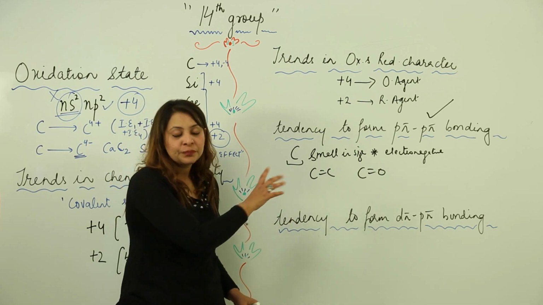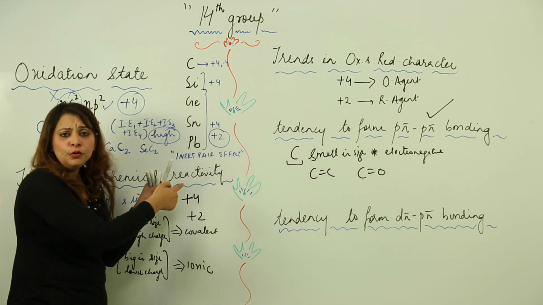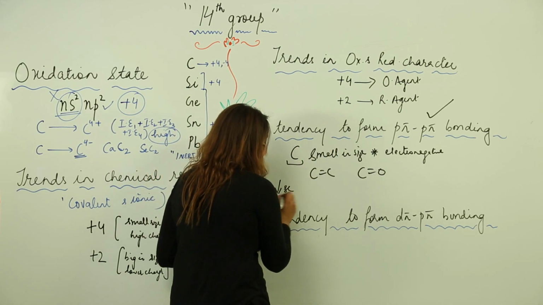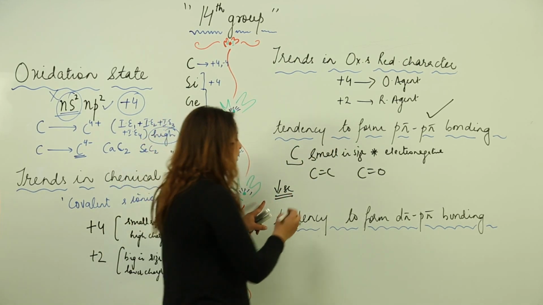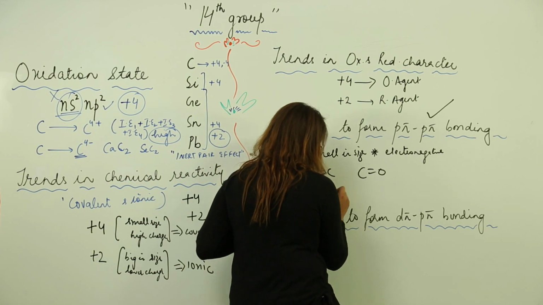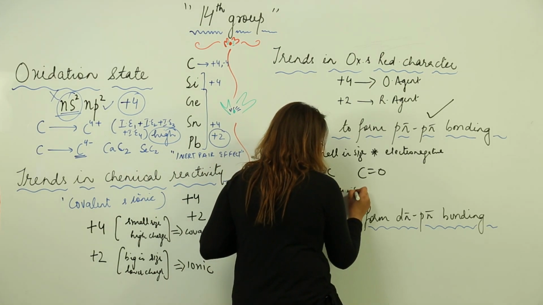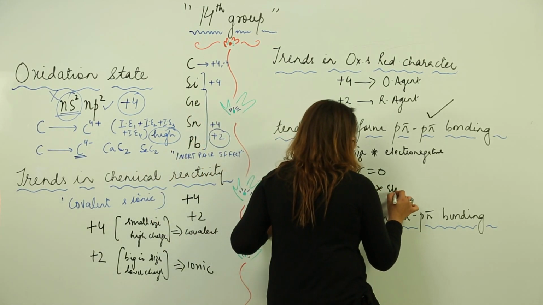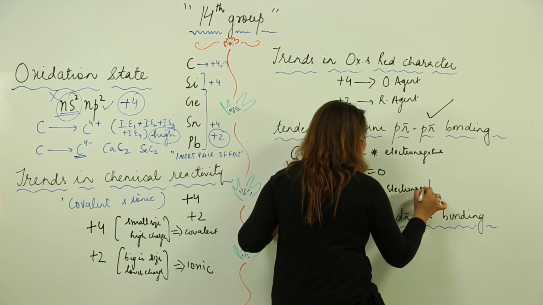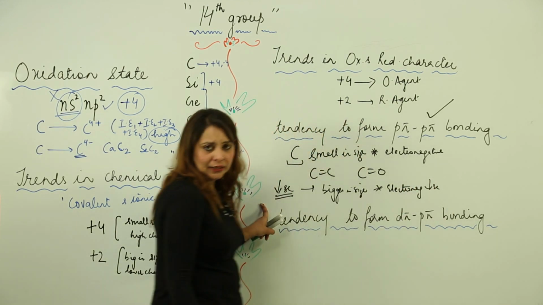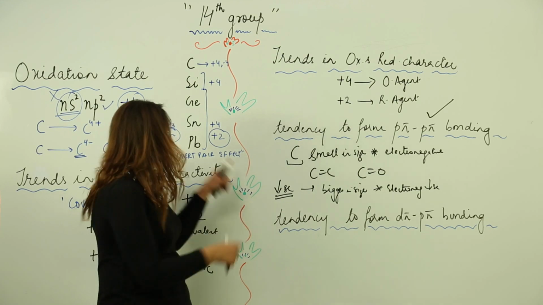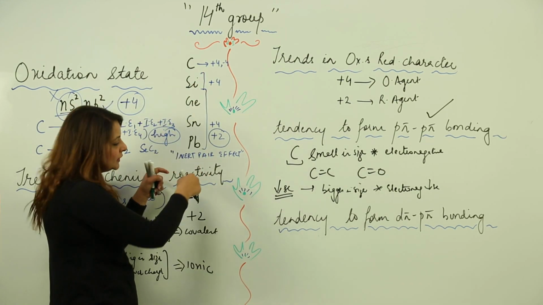But as we move down, the tendency to form p-pi bonding, however, decreases. The reason is that they keep on becoming bigger in size. They are comparatively big in size than carbon, and obviously their electronegativity decreases. So that is why the tendency to form p-pi bonding decreases down the group. That means when we move from up to down.